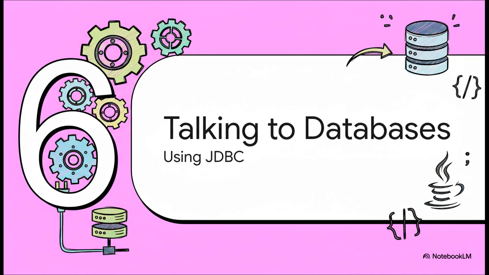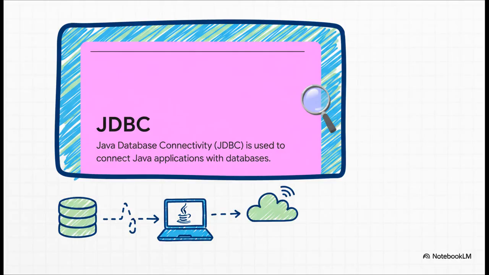And here we are, the final piece of the puzzle, Section 6, Talking to Databases. Come on, most programs need to save and retrieve data somewhere, and in Java, we do that using something called JDBC. JDBC, honestly, the easiest way to think about it is as the universal translator. It's the bridge that lets your Java code speak the same language as almost any database out there, whether it's MySQL, Oracle, whatever. It's the standard.